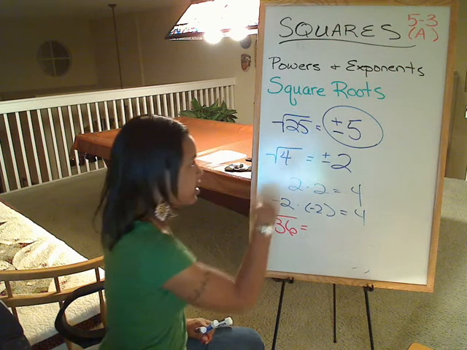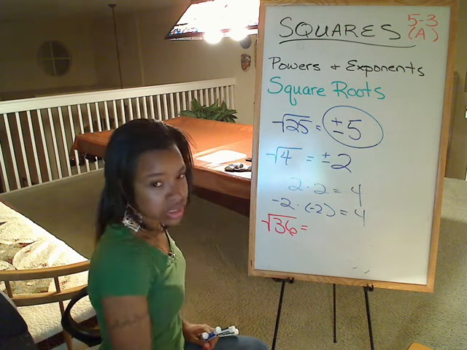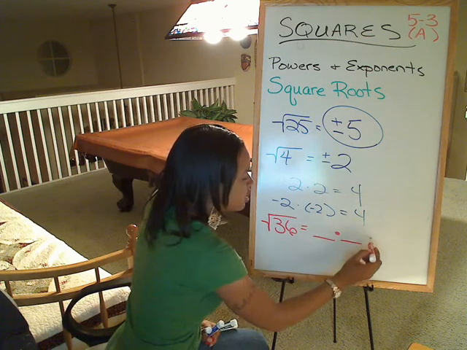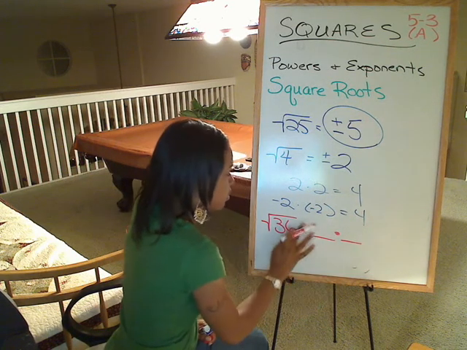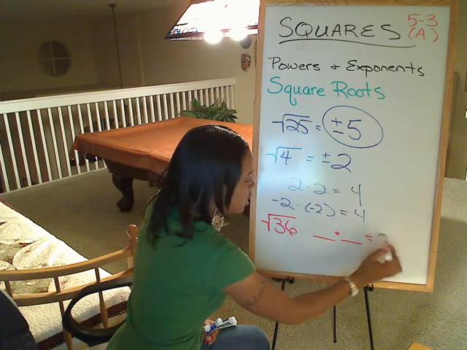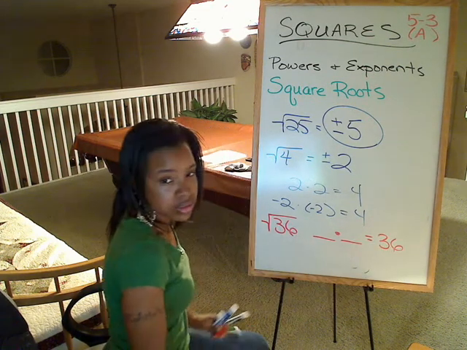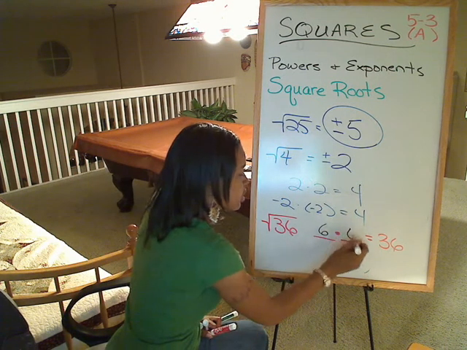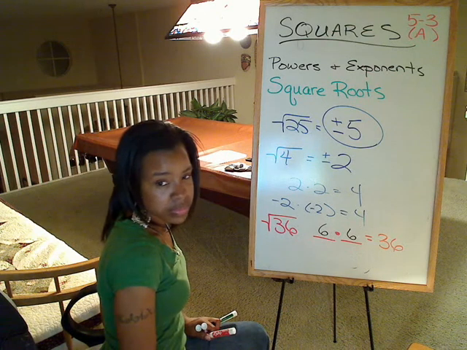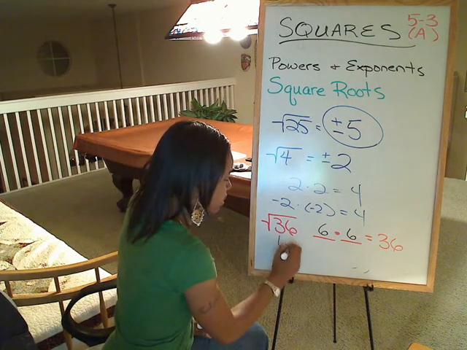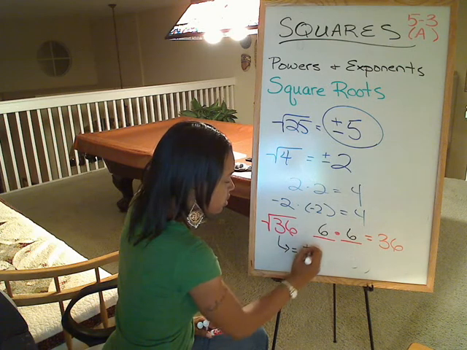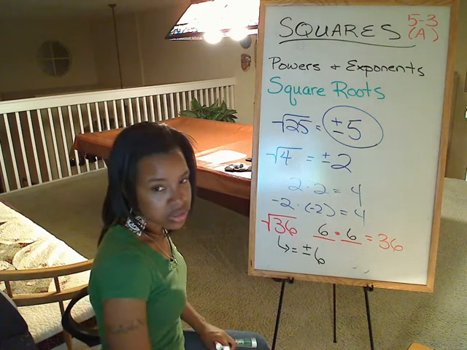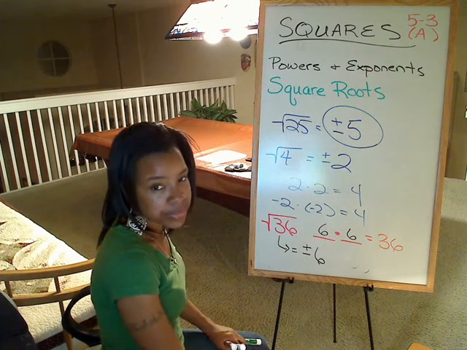And you'll get a lot of practice with these because it's important that you know these off the top of your head. What number can I multiply twice to get 36? Okay, you got to know your times tables. The number is 6. 6 times 6 is 36. So the square root of 36 equals plus or minus 6. It's either positive or negative 6. Either one is correct. Both are correct.